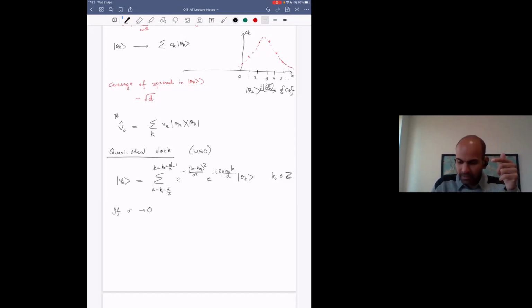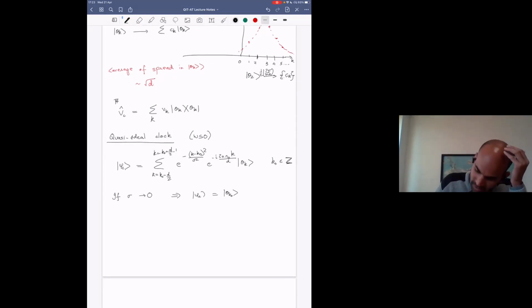the only non-zero coefficient is going to be at k_0. Sigma tending to 0 means the Gaussian has become infinitely thin. And so then I would get psi_c equal to theta_k_0. So this family that I've written down includes the Peres states. If I take the variance going to 0, I get back a Peres state.